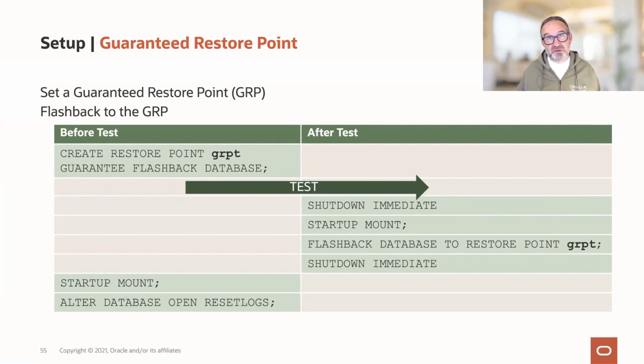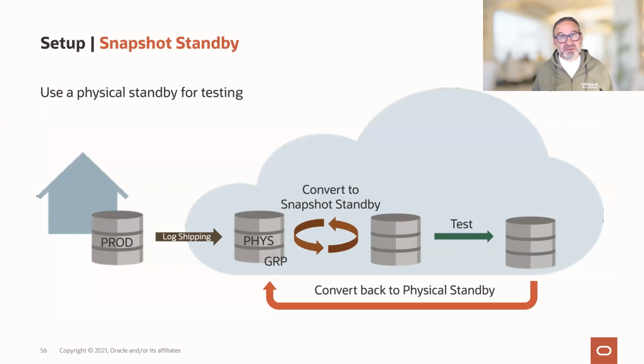After you are done with that, you shutdown immediate, startup mount, and flashback to the restore point on the right side of the slide. Then you shutdown immediate, and you go back to your source environment, especially if it's different environments, and then you startup mount and alter database open resetlogs. That's a simple technique. It's very fast, and it just works. Another technique would be using a snapshot standby.